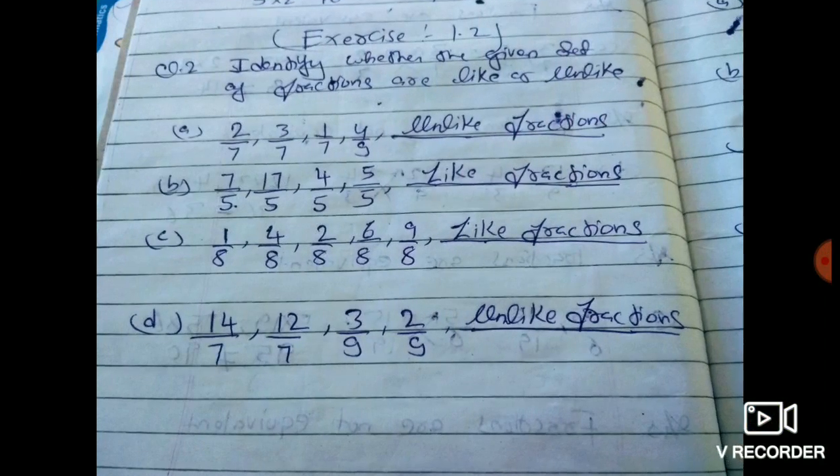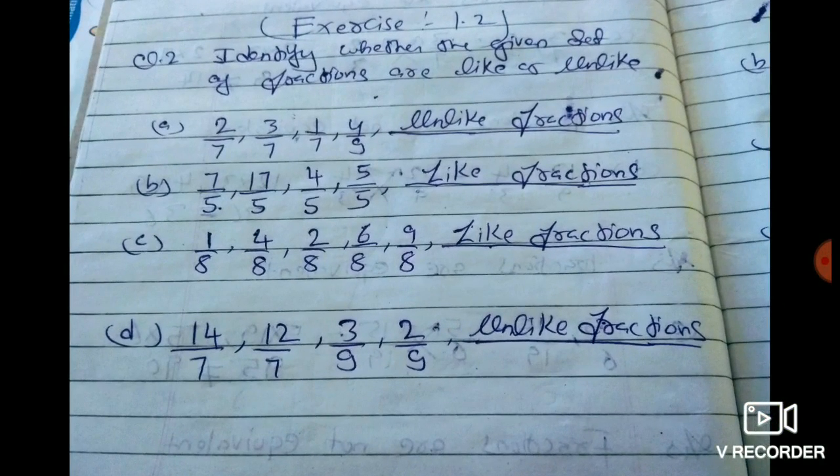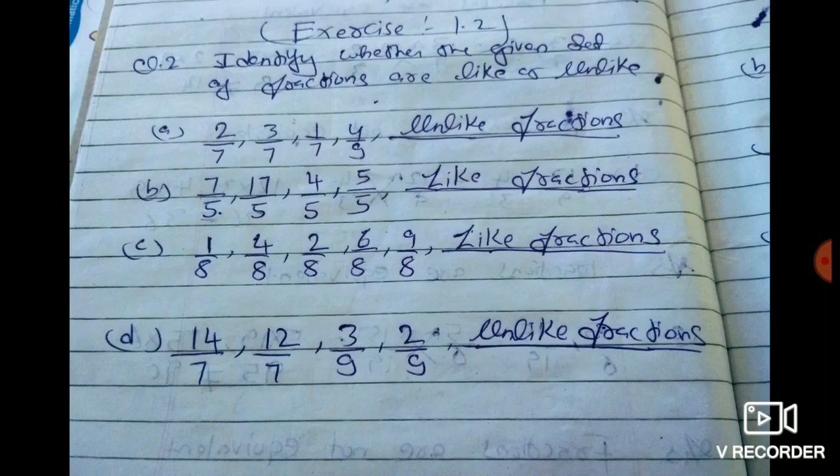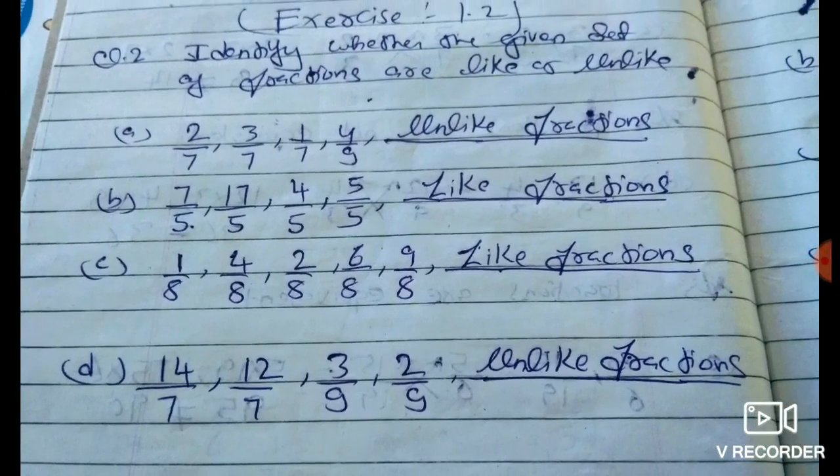Next, question number 2, identify whether the given sets of fractions are like fractions or unlike fractions. Like fraction, first you should know the meaning of like fraction. Like fraction means you have to see whether all the denominators are the same or not. If all the denominators are the same, it is a like fraction. If the denominators are not the same, some are different, it is known as unlike fraction.